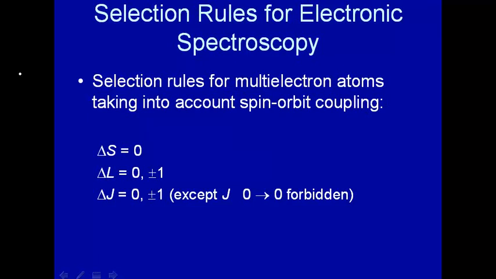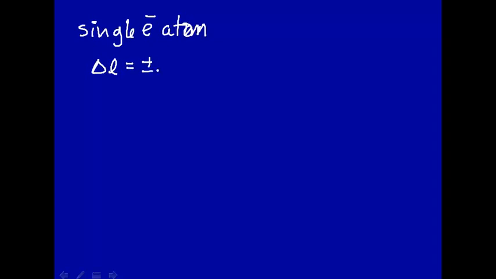Just like we talked about selection rules for other kinds of spectroscopy, for example, rotational and vibrational spectroscopy, we're going to introduce selection rules here for electronic spectroscopy. Recall that when we talked about a single electron atom, we introduced the selection rule: delta L, the change in the orbital angular momentum quantum number, would be plus or minus 1, and the change in the m sub L quantum number would be 0 or plus or minus 1.